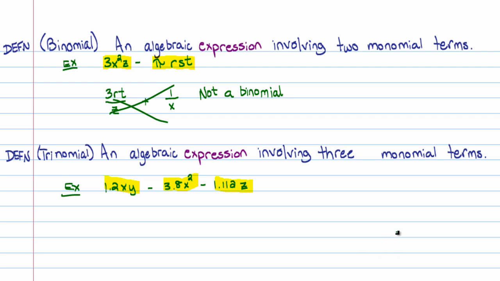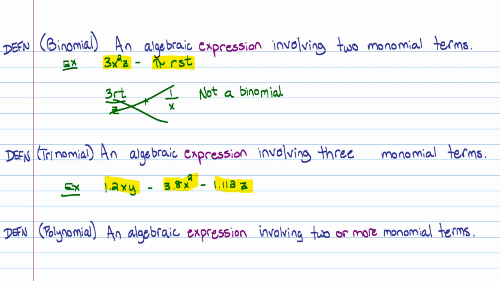Now, of course, you could have algebraic expressions involving more than three terms. But once you get to more than three, we just give it one general name. We call them polynomials. A polynomial is just an algebraic expression involving two or more monomial terms. It's interesting that if we have two monomial terms, we normally would call that a binomial, but by this definition, it could also be called a polynomial. Poly just means many, and to some people, two is many. If you're being robbed and you have two robbers, that's too many, right? That type of thing. Okay, so a binomial is called a polynomial.